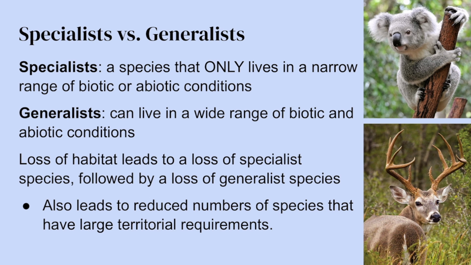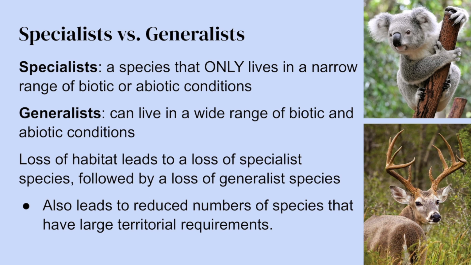Generalists, on the other hand, can live in a wide range of biotic or abiotic conditions. One example of that is the white-tailed deer. We see those around here, but they are generalists. They live throughout North and South America, and they can consume many different plants. So if one plant species were to be wiped out or to decrease in population for some reason, the white-tailed deer would not be as affected.